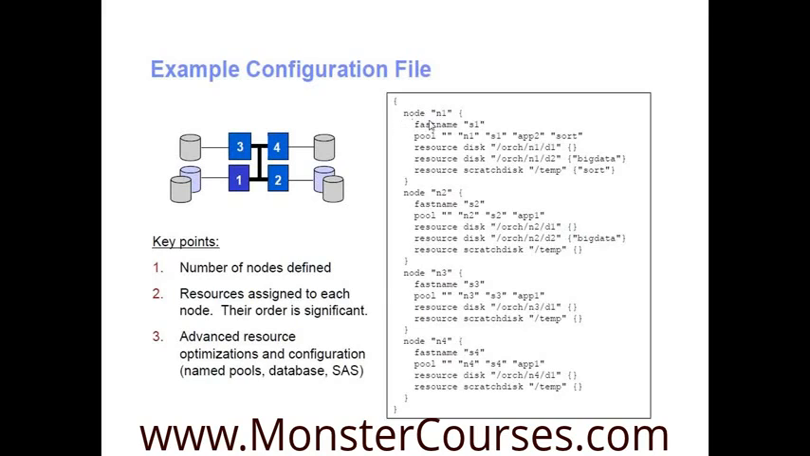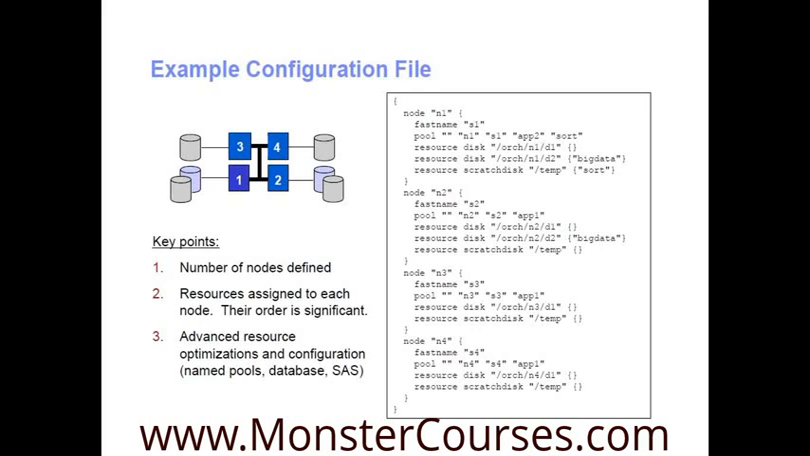Here, N1 is the node name. Whatever name we can keep, it's nothing special. Just for understanding purposes, I keep N1, N2, N3, N4. The first name is the name of the server here, so we have 4 servers with the names S1, S2, S3, S4.